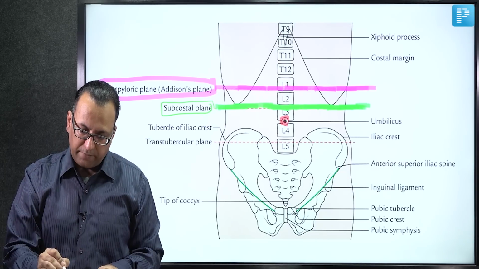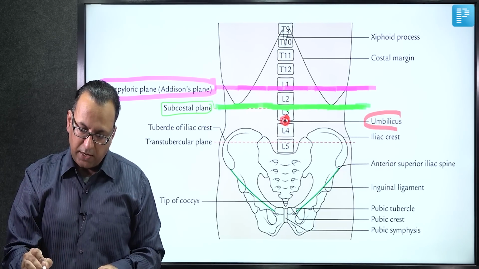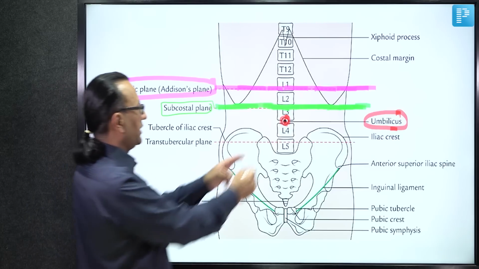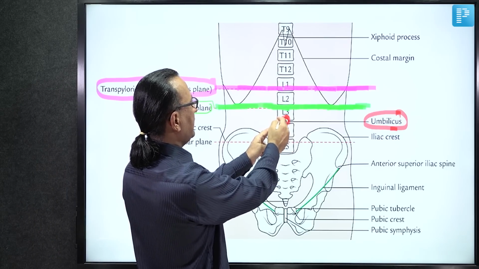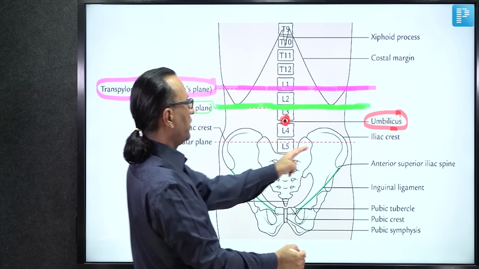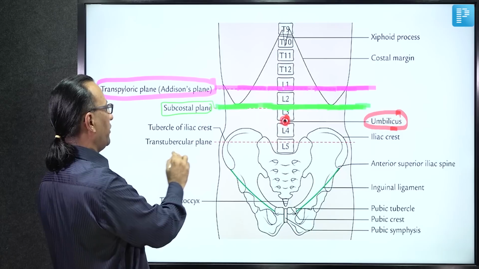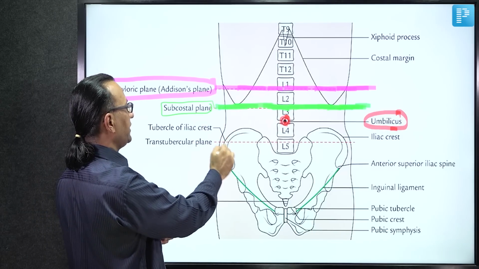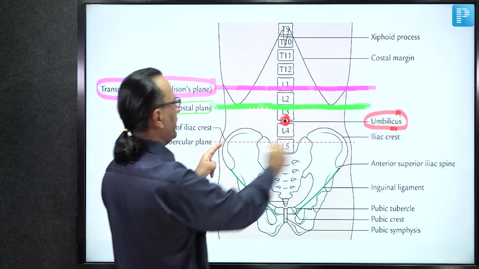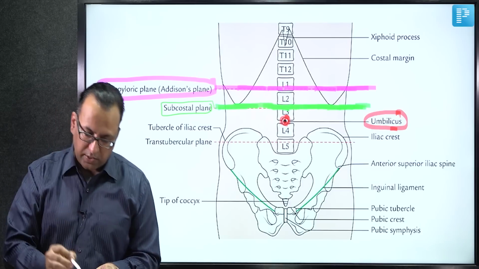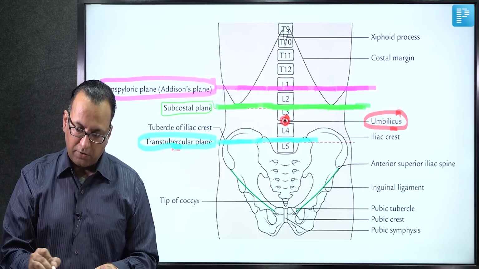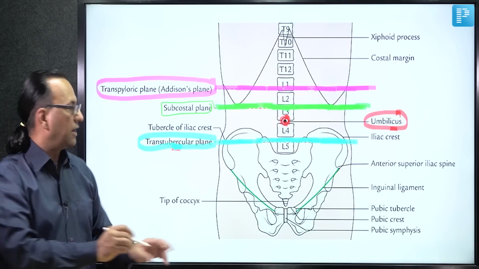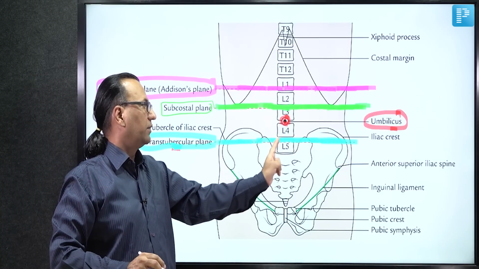Then if we look at the umbilicus, it is at the intervertebral disc between the L3 vertebra and L4 vertebra. Disc lies posteriorly, umbilicus lies anteriorly. And one more plane which we want to see is the transtubercular plane. On the iliac crest, there is the iliac tubercle, and through the tubercle, we are putting the transtubercular plane. So we have seen the three planes now, and the transtubercular plane is at the level of the L5 vertebra.